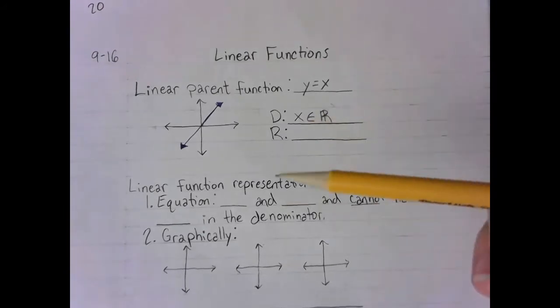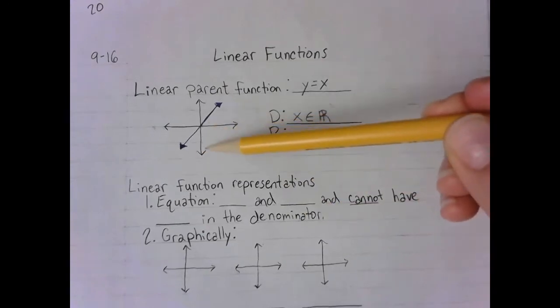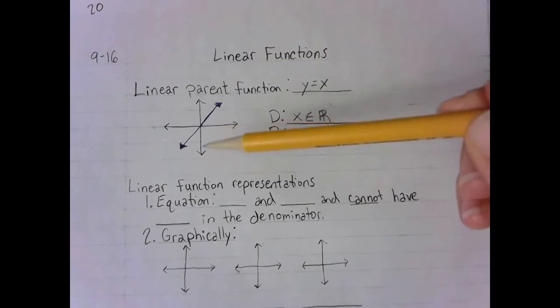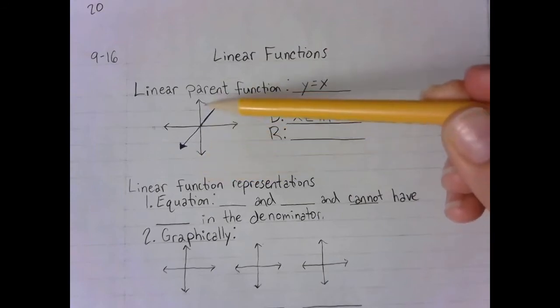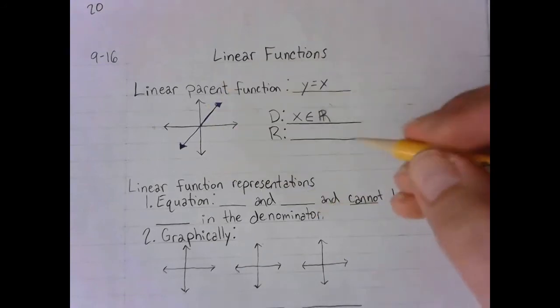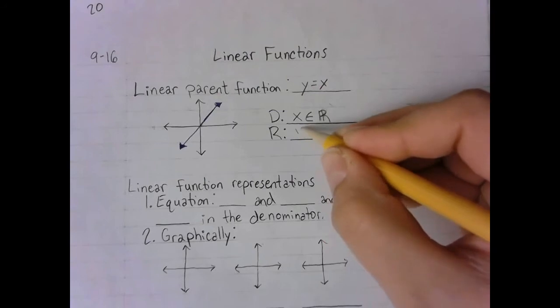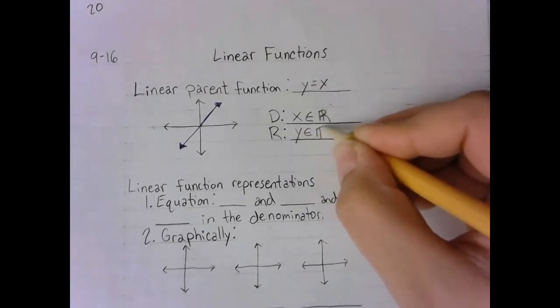Well, let's look at the range. So again, thinking about Dixie Royd, range is our y's values. Well, the smallest y value, we don't have one. It goes on forever and ever. And same thing with the biggest y value. We don't have one because it goes on forever and ever going up. So that means our range is that y is also in the set of all real numbers.